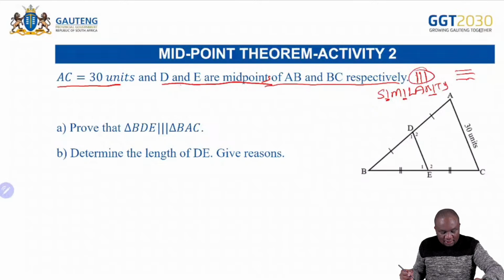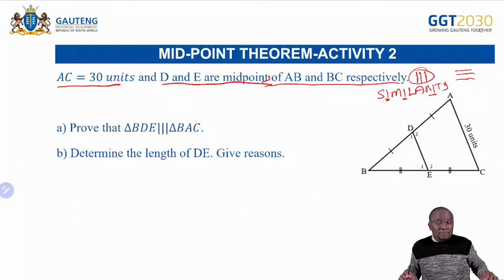Now determine the length of DE, give reasons. Let's try to do these two in 5 minutes. Remember the condition for similarity must be the corresponding angles are equal, or the corresponding sides are proportional. Okay, let's try to do that. 5 minutes.